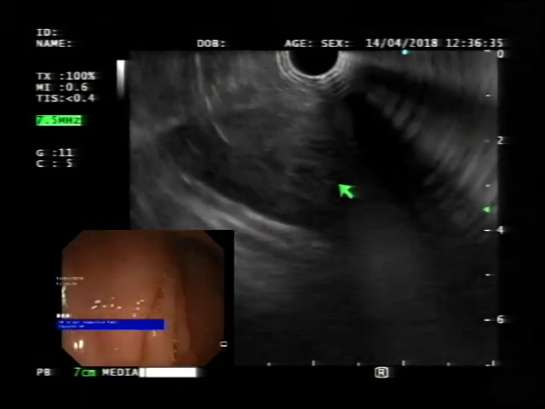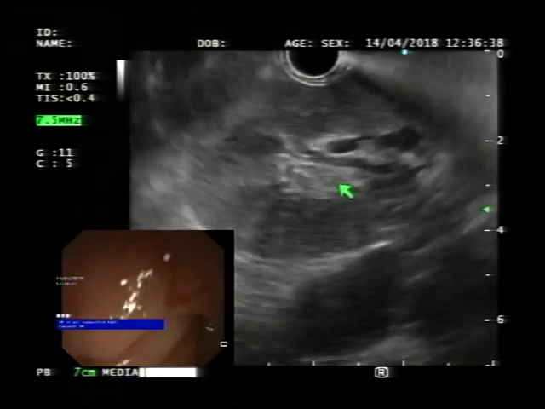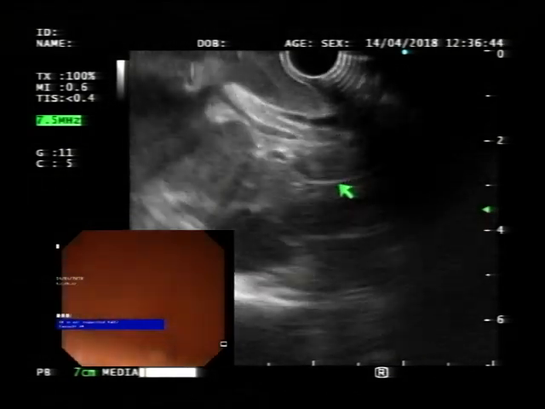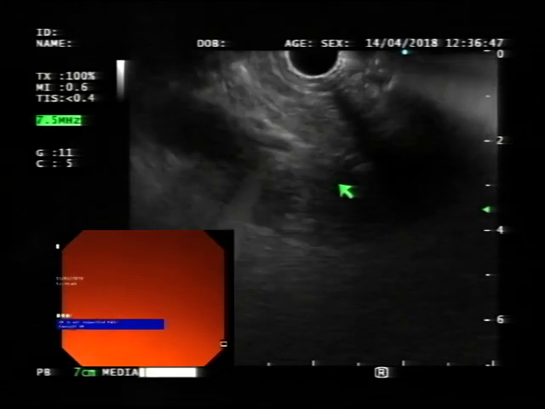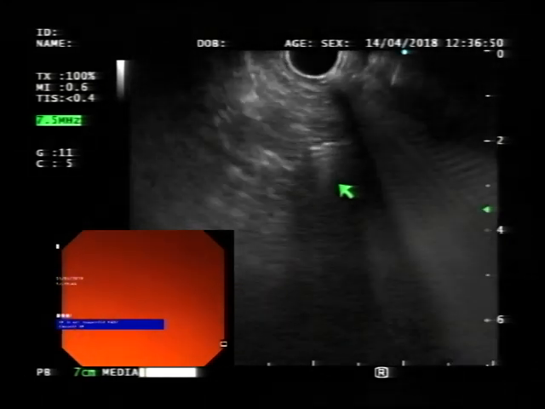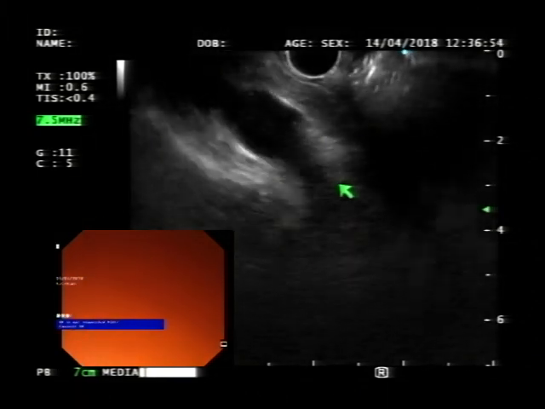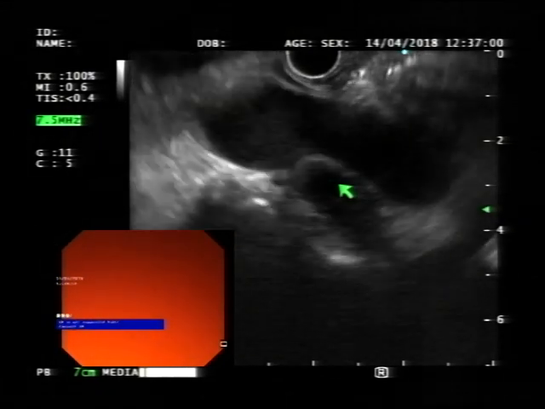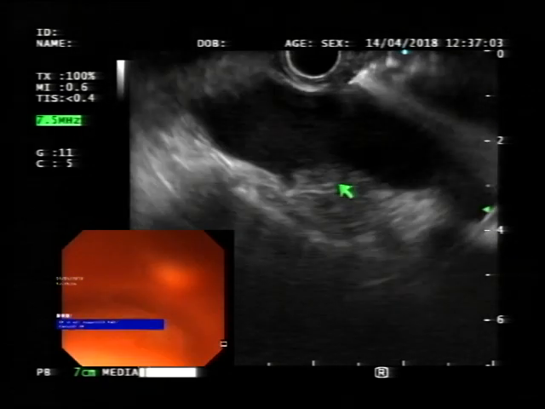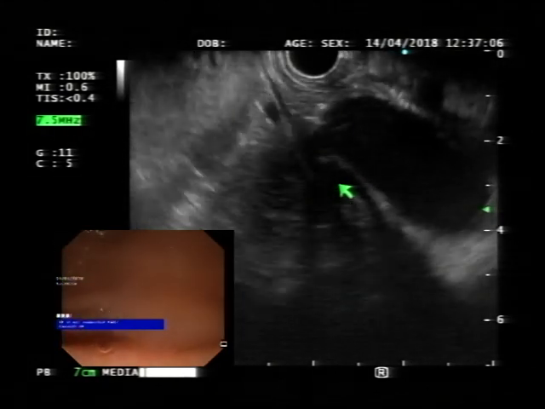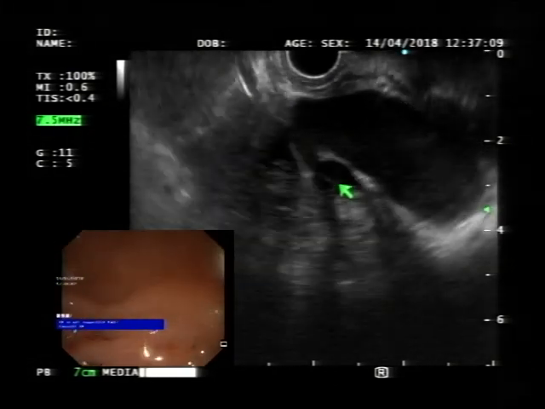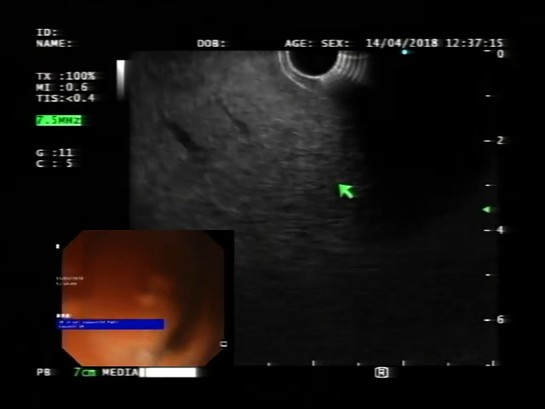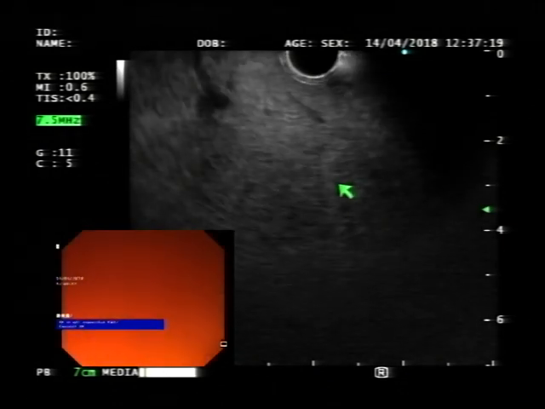Yeah, tip up. Approximate to the wall, pull back. See that? The point is that you're rotated too much. You can rotate to the other side. Yeah, there you go. We started finding the pancreas now. So slowly and gradually, this right and left rotation.